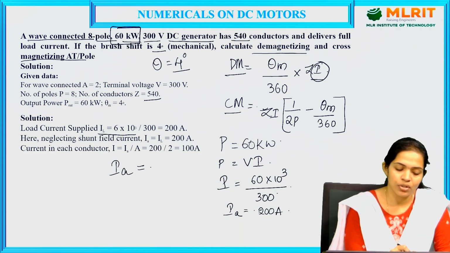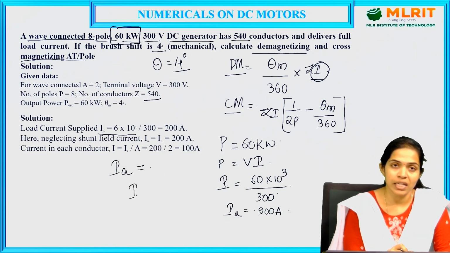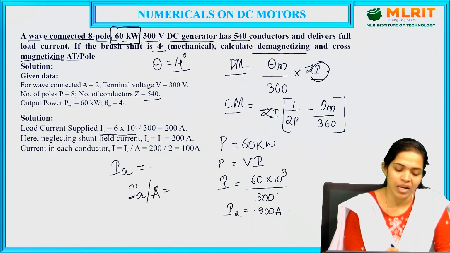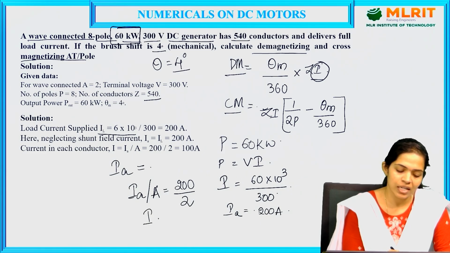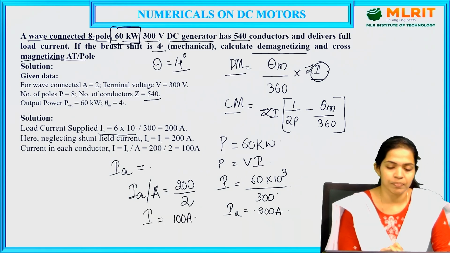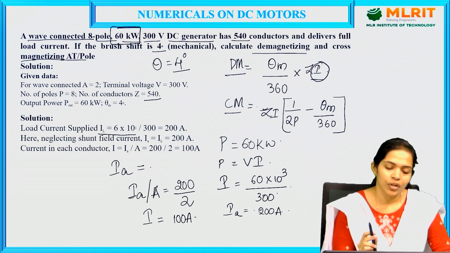So now we need to calculate the current in each conductor. To calculate the current in each conductor, we divide the armature current by the number of parallel paths. As it is wave connected, we know that the number of parallel paths is always 2. So the current in each conductor is given as 100 amps. We got the current as 100 amps.